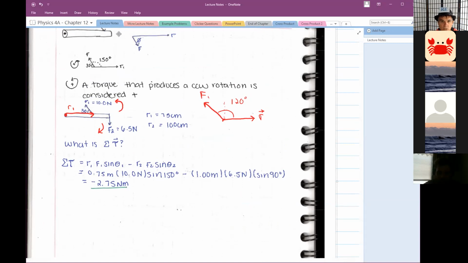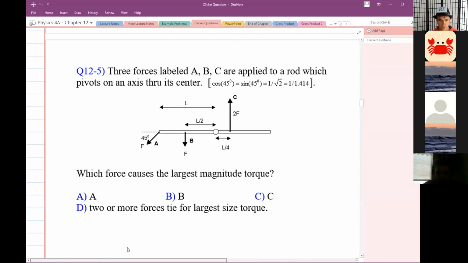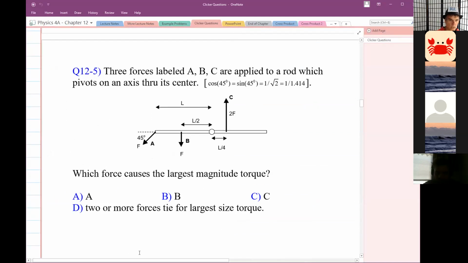And before we jump into a problem, I want to ask you a clicker question along those lines. So this is clicker question 12.5. It says 3 forces labeled A, B, and C are applied to a rod which pivots on an axis through its center. And the cosine of 45, sine of 45, is square root of 2 over 2. Question is, which force causes the largest magnitude torque? So force A is a distance L away. Force B is a distance L/2 away. And force C has twice the force, but it's only a distance of L/4 away.